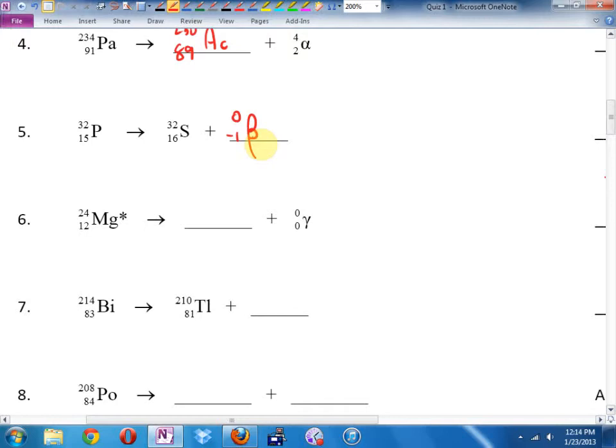Number 6 is gamma. In number 6, particles that give off gamma radiation, their nuclei aren't actually decaying. They're giving off pure energy. So it's still going to be a mass of 24, still a charge of 12. It's still going to be magnesium, but you can drop that little asterisk star that means it's radioactive.